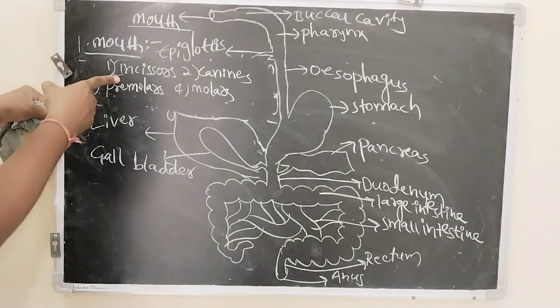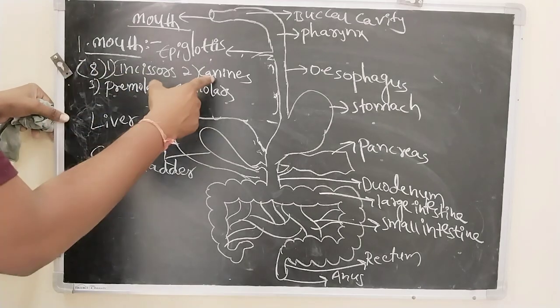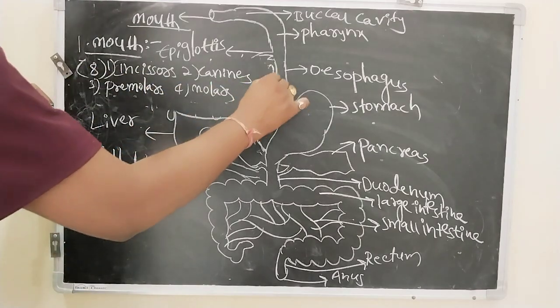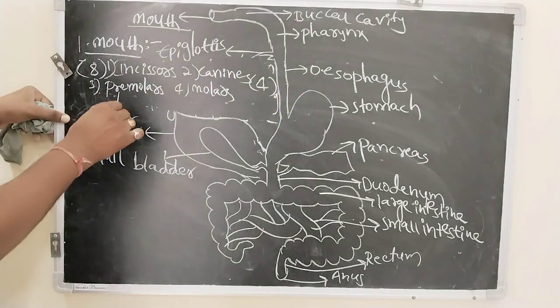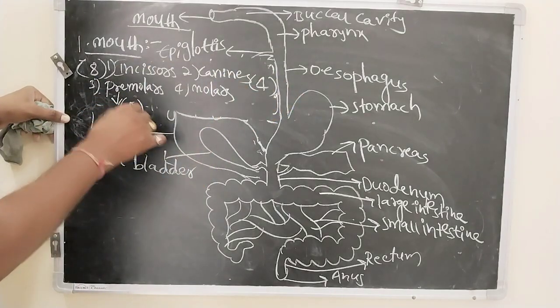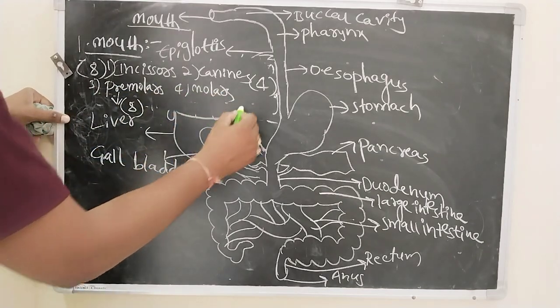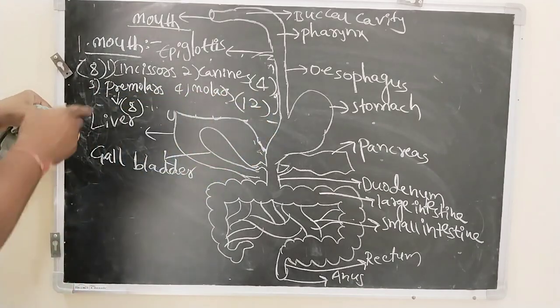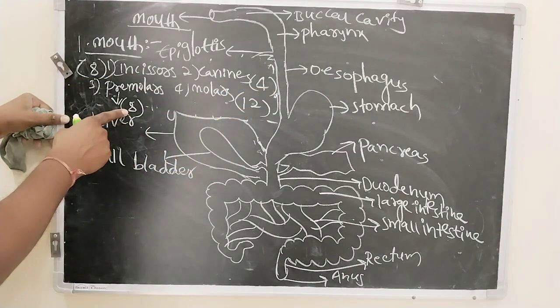Incisors are called cutting and biting teeth. These are 8 in number. Canines are tearing teeth, tearing the flesh. There are 4 in number. Premolars are 8 in number, which are helpful for grinding the food, and molars are also helpful for grinding the food. These are 12 in number. Total 8, 4, 12; 12, 24; 8, 32.